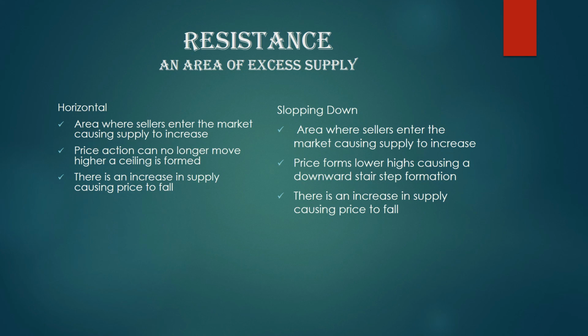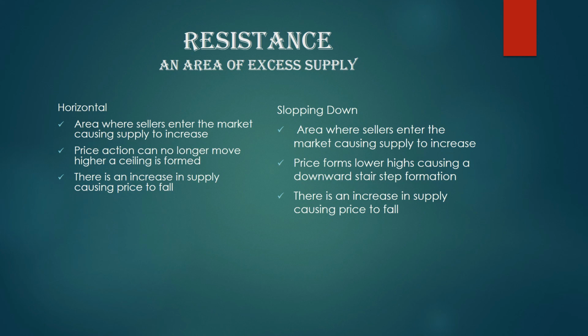So when you think of resistance, think of it as an area where sellers said, hey, I don't want to own this stock at this price. I'm willing to sell it back on the market. I'm willing to put these shares back on the market, which increases supply, decreases demand, causing price to fall. Now that's resistance. So when you think of support and resistance, think of supply and demand. Think of buyers and sellers.